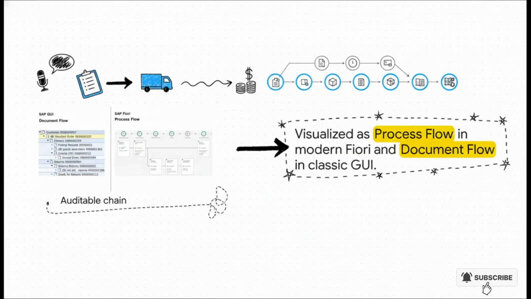And this is what that copy and control creates. Whether you're looking at the modern process flow in Fiori or the old school document flow, you get this perfect auditable trail. You can see with one click the whole history from the very first inquiry to the order, the delivery, the invoice, and all the way to the final accounting posting.